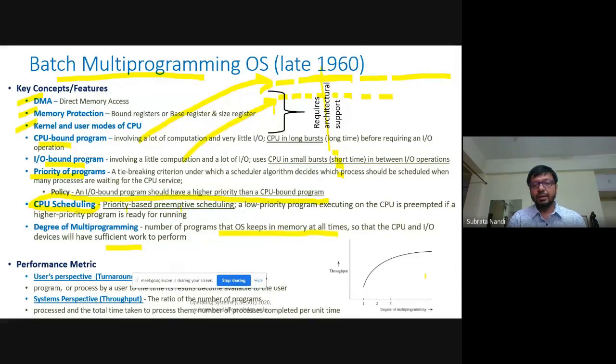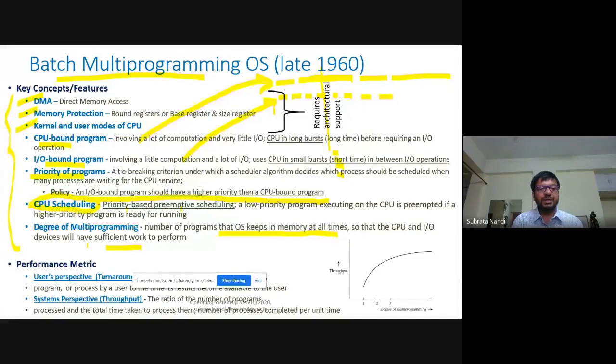Okay, so we can typically guess this kind of plot as we increase the degree of multiprogramming. If the degree of multiprogramming is very small, then the utilization will be less. If it is more, utilization will be more, and so on. Here we plot throughput. So I'm coming to this point. These are the different key concepts and features related to batch multiprogramming systems.